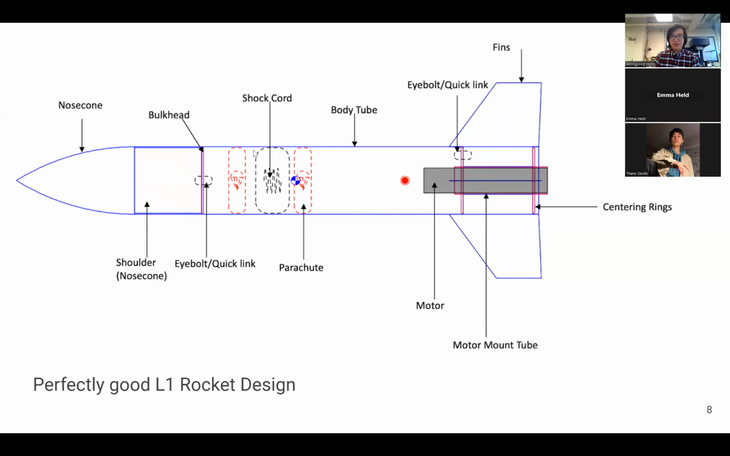And you have all your standard components. So you have the nose cone, body tube, shock cord, parachute, and a motor mount tube that holds the motor, and you have two centering rings to center the motor mount tube in place, and you have your fittings at the bottom of the rocket. So that's a perfectly fine L1 rocket design.